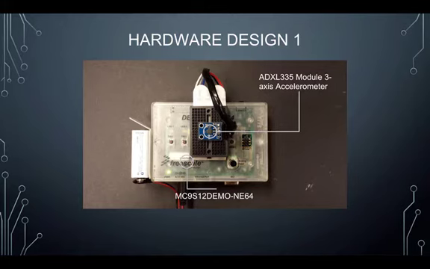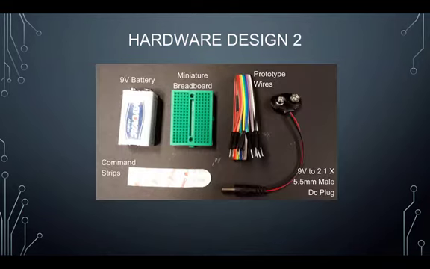The two main components of our motion sensing system are the MC9S12 Demo NE64 board, produced by Freescale, and the ADXL335 3-axis accelerometer, produced by Analog Devices. The secondary components of our system are comprised of a 9-volt battery in conjunction with a 9-volt barrel jack connector that will supply power to the system. A miniature breadboard will be used to mount the accelerometer. Command strips will attach the various components to the board, and prototype wires will be used for the electrical connection.